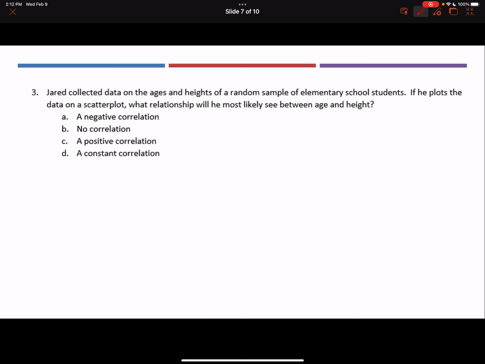All right, number 3. Jared collected data on the ages and heights of a random sample of elementary school students. If he plots the data on a scatter plot, what relationship will he most likely see between age and height? So think about it. What's the independent, what's the dependent variable? If we have age, and height depends on age, right? So this is X, this is Y. So this is kind of what your graph is going to look like.